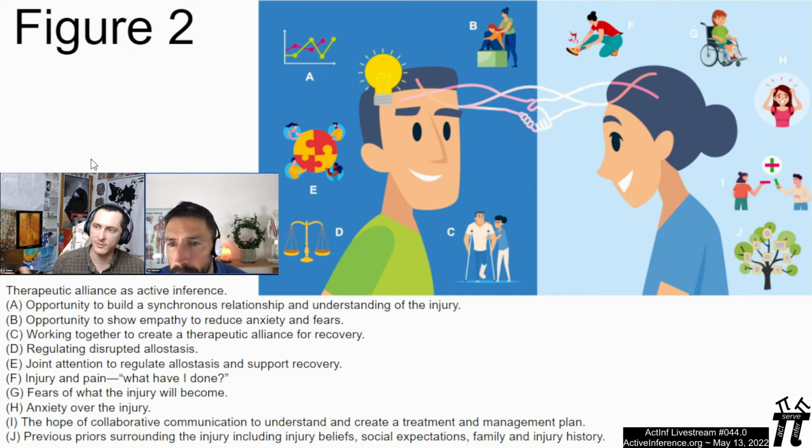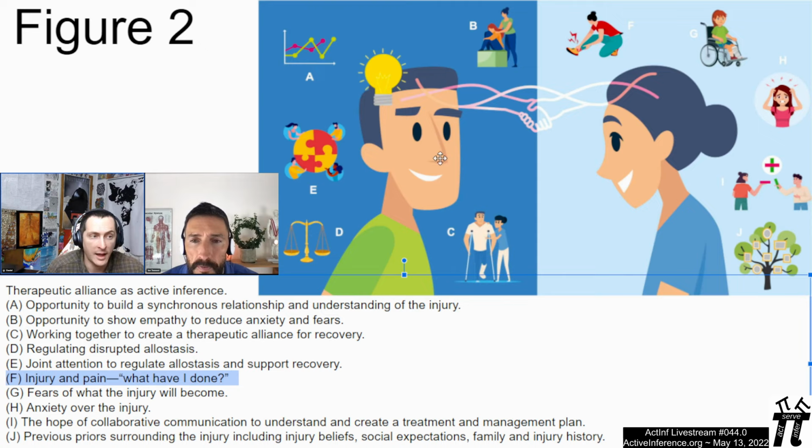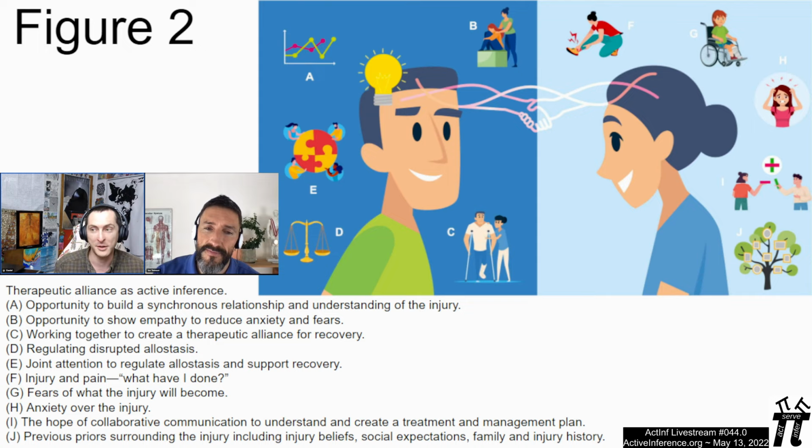Like F, what have I done? Just the confusion and shock when something surprising is happening in the body. And it's like, am I going to be able to use this finger again? And how could I feel selfish about having injured my finger in this way when others are in this situation? And some of these metacognitive states, like H, anxiety over the injury. The bark can be worse than the bite. And then J, previous priors.